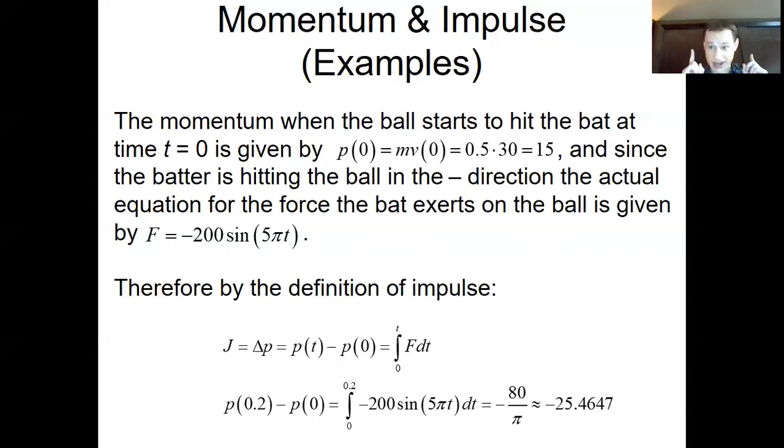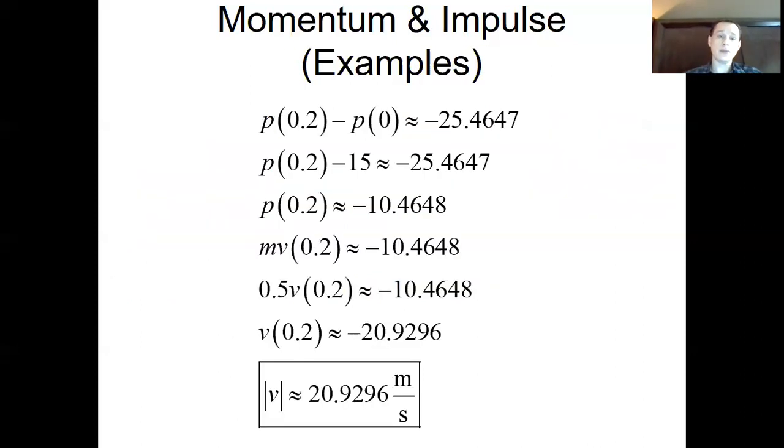Now, what does a negative impulse mean? That means the change in momentum is negative. You had positive momentum. You're going to have to change it by a lot of negative in order to change it to something that is negative. So that actually kind of makes sense. Well, finishing up, the momentum after the hit, after 0.2 seconds, minus the momentum before the hit at time 0, right when it comes in contact with that bat.